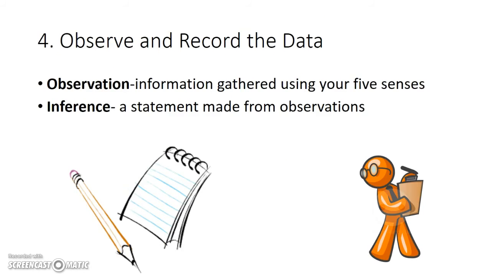Fourth step is observe and record the data. And this is stuff that we've already talked about, so this should be review. You do that through observation and inference. So an observation, once again, is information gathered using your 5 senses. And an inference is a statement made from observations. We also have predictions, which, as we talked about, are inferences about the future.